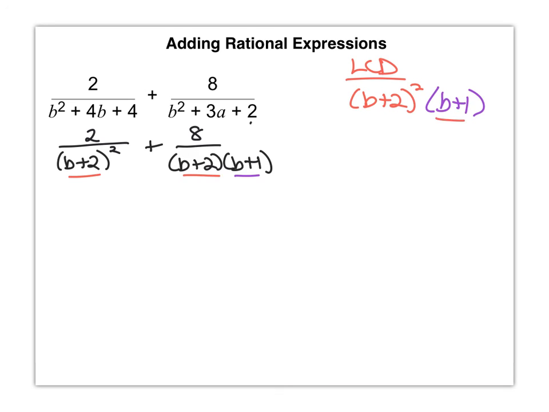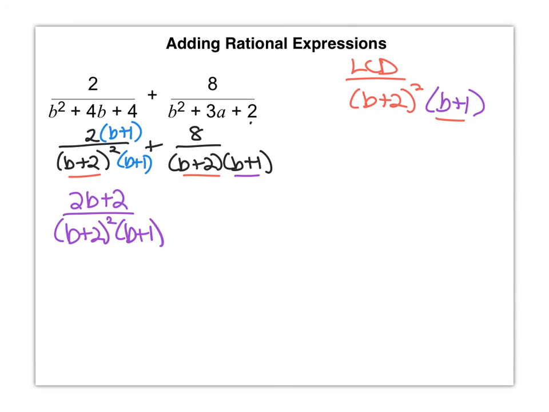In the first fraction, the missing factor is b plus 1. So we can multiply the denominator of the first fraction by b plus 1 as long as we multiply the numerator by b plus 1 as well. So that first fraction, we can write it by distributing the 2 as 2b plus 2 in the numerator over b plus 2 squared and b plus 1.